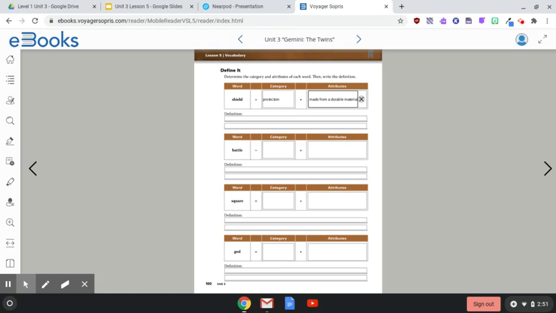So now we're going to use the category and attributes to write a definition. I'm going to write that a shield is a wide piece of durable material held in front of the body for protection.